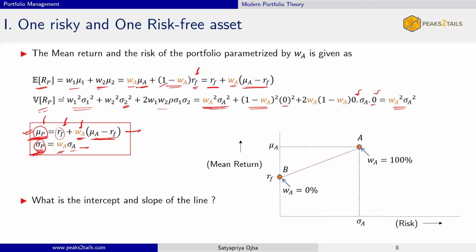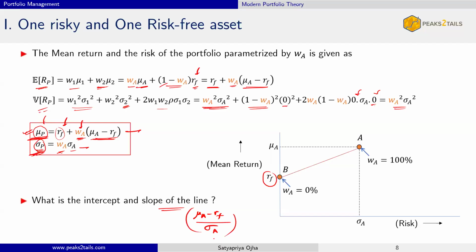So we finally figured out that the risk-return profile of the portfolio would be a straight line, with intercept RF and a slope of mu A minus RF by sigma A.